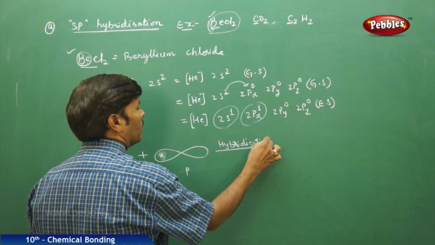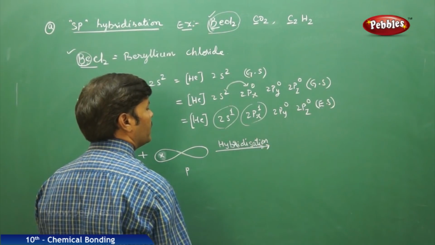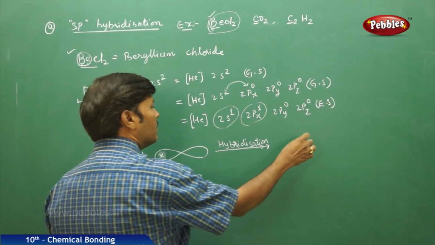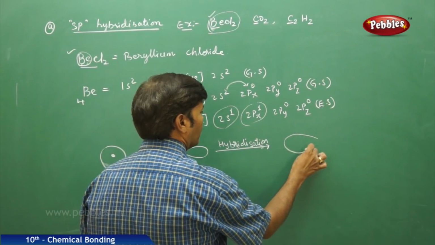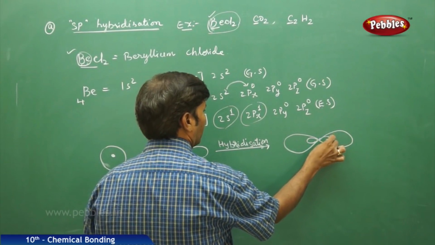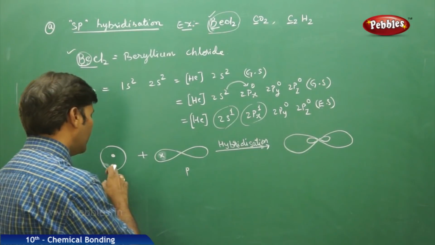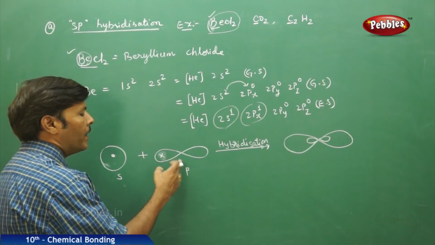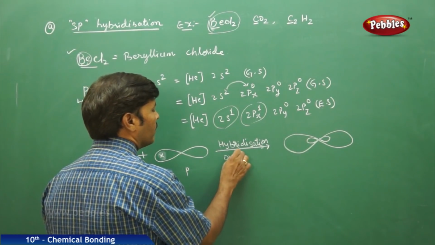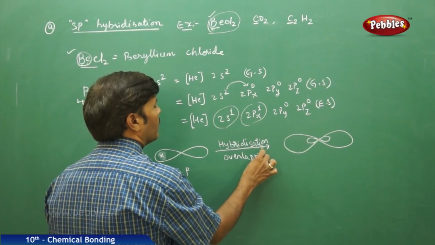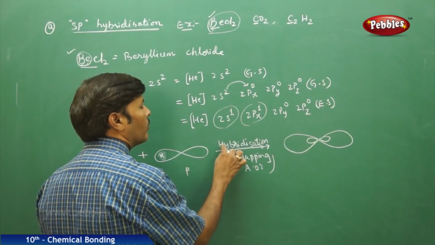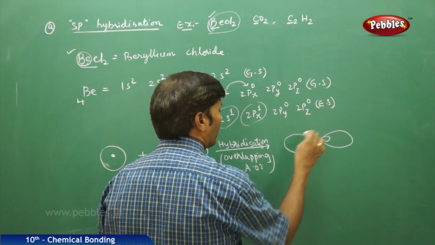and they result in the two hybrid orbitals, that is the mixing of the pure s atomic orbital of beryllium and the pure p atomic orbital of beryllium. The hybridization results in overlapping of atomic orbitals. Due to the overlapping of atomic orbitals in hybridization, we get two hybrid orbitals.